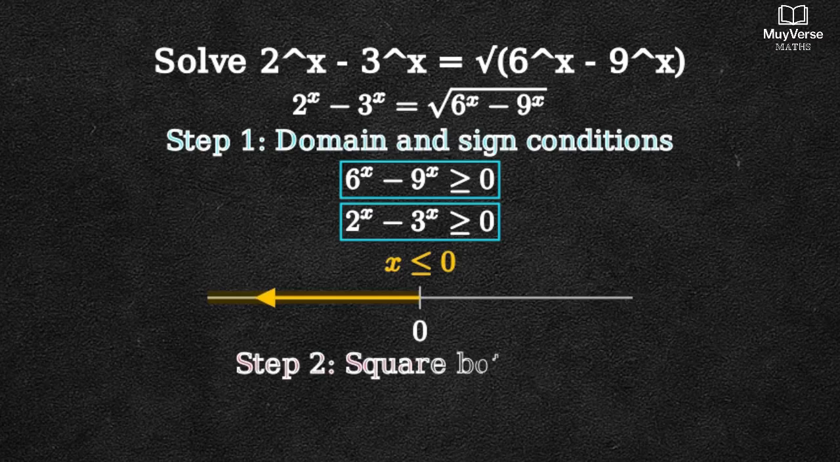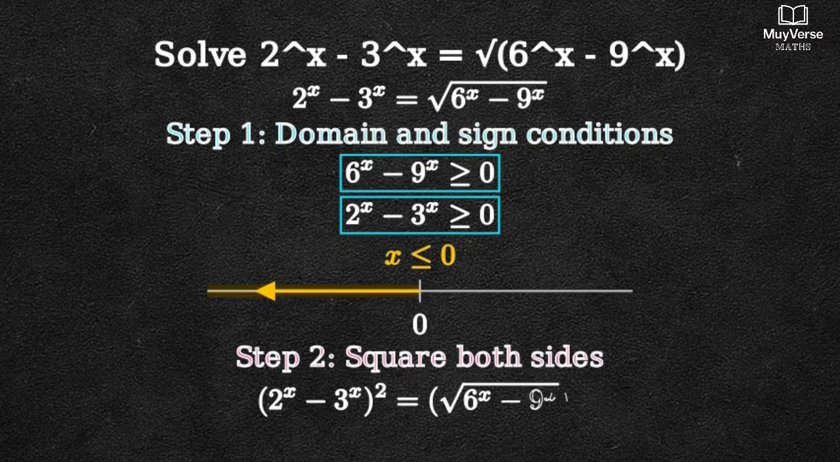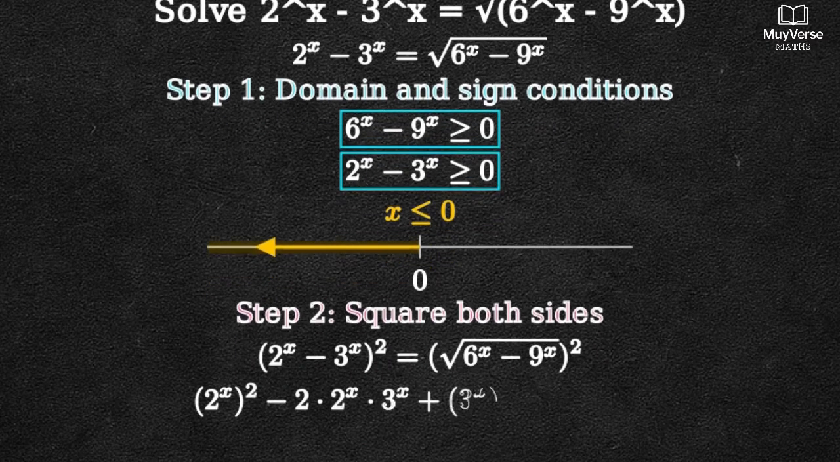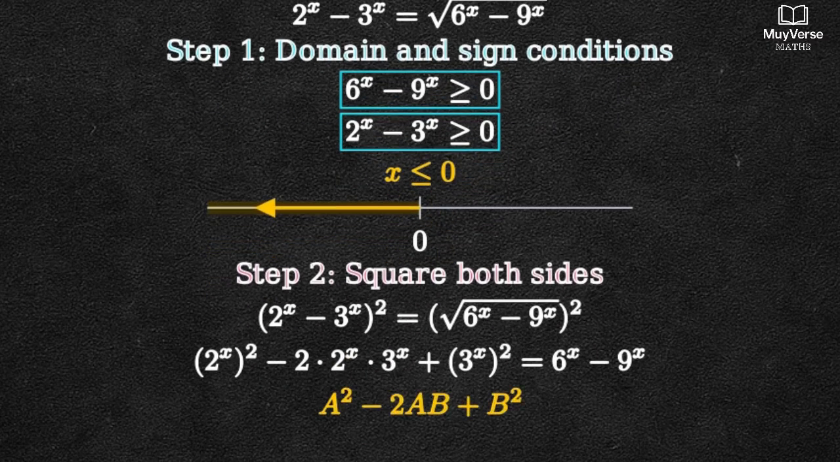Step 2. Square both sides to remove the square root. We get left side squared equals right side squared. Expand the left using the pattern (a − b)² equals a² − 2ab + b².